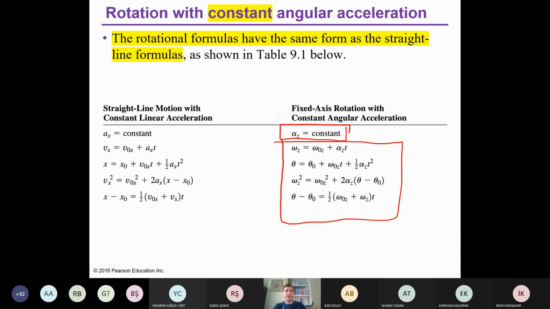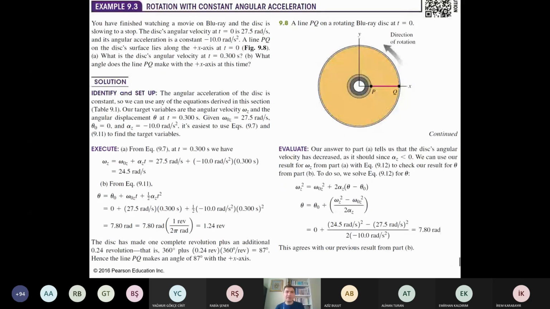Then let me continue with example 9.3 from the book, rotation with constant angular acceleration. You have finished watching a movie on Blu-ray and the disc is slowing to a stop. The disk's angular velocity when the time is 0 is 27.5 radian per second, and its angular acceleration is a constant minus 10 radian per square second. Okay, so what do you see here? The angular velocity, angular acceleration. Angular velocity is positive, angular acceleration is negative. Then it means that the object's rotation is slowing down, okay? Since velocity and acceleration are opposite.